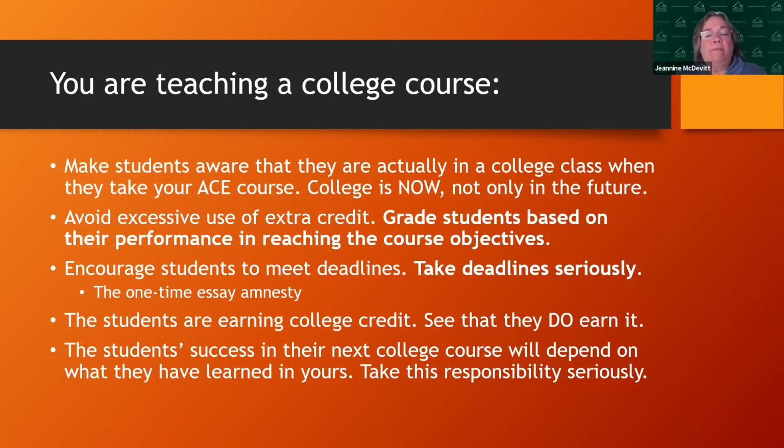And of course, I think most instructors in college and outside of it will make some accommodations if the student has a death in the immediate family, for example, or if the student's been in the hospital, another good example. Yes, we can make allowances for that, but we don't want deadlines to seem completely elastic. They shouldn't be. And the students are earning college credit, so see that they do earn it. And the way to earn it is through performance. And that's why using too much extra credit is not a good idea.